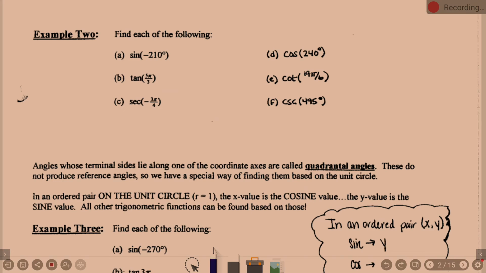Sine of negative 210 degrees. And here's the deal, guys. If they're giving this to us in this section, these are all going to match up with 30, 45, or 60. Our job, of course, is going to be to figure out which one.